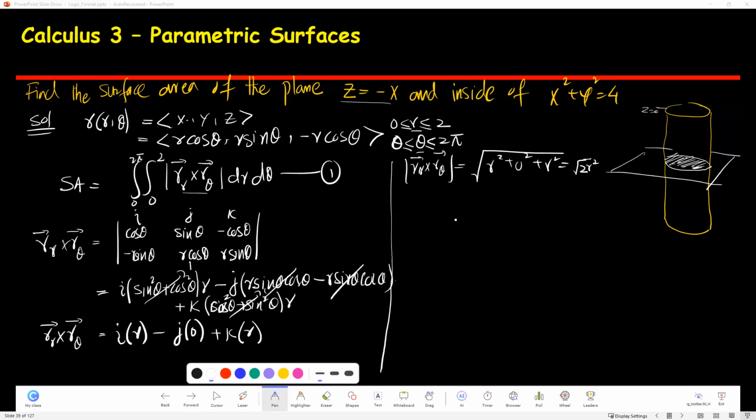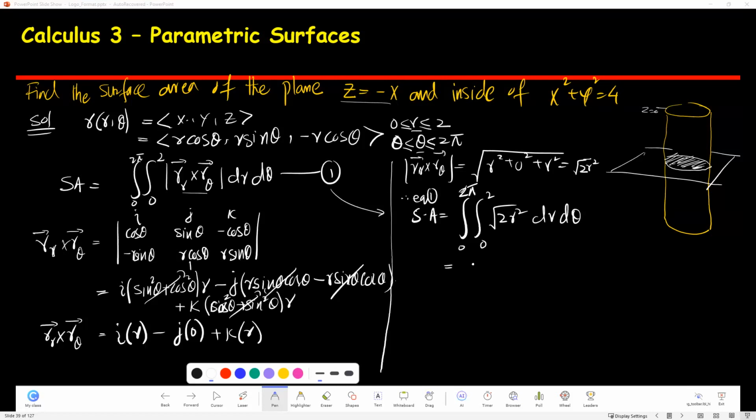And then what I'm going to do, I'm going to be just taking this and substituting into my integral. So surface area, I can call SA means surface area, from equation 1. I'm just writing this equation over here. It's going to be square root of 2 r, dr d theta, 0 to 2 and 0 to 2 pi.